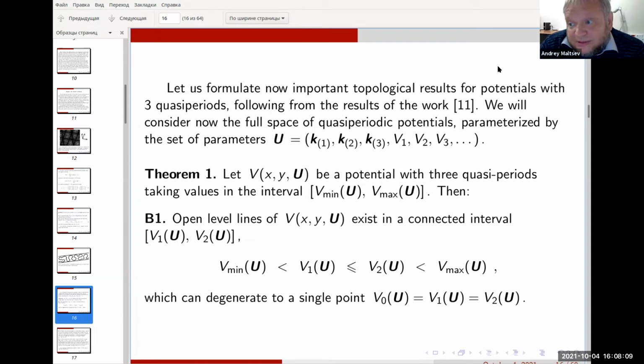So first of all, we said already that for small or large values of energy, the geometry is simple. All the level lines are closed circles, but in between we have something different. So first of all, this is the general statement. For any such potential, open level lines, open means non-closed, level lines exist in some connected energy interval. This energy interval can have finite size or it can be just a point.